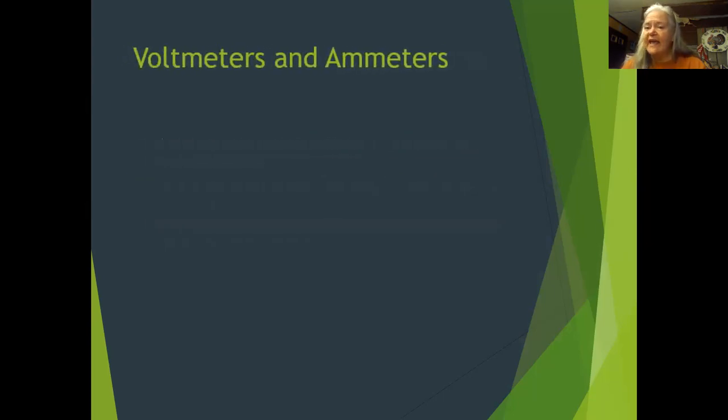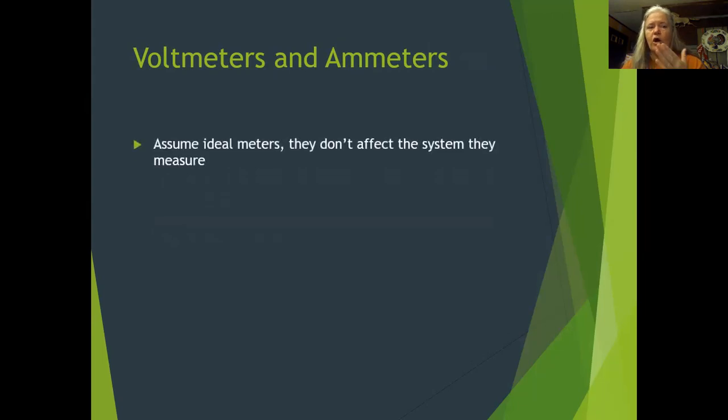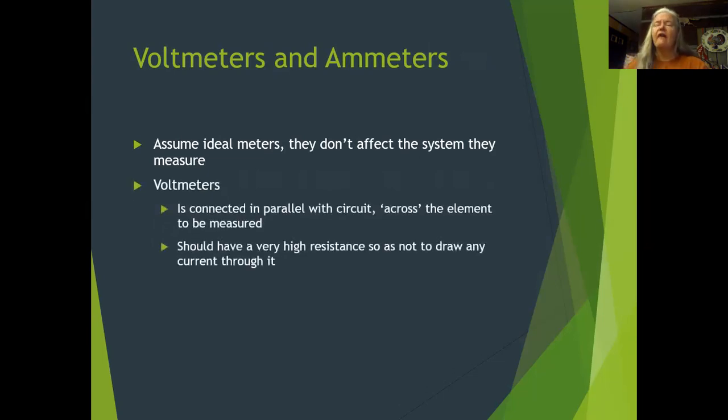We measure these things with meters. Now there's two kinds of meters we're going to talk about, and we're going to hook them up in the circuit in different ways. All right. We're going to consider ideal meters that don't affect our system. And we're going to talk about the ways we hook these up when we look at circuit analysis a little bit more. So I'm just going to mention it here, and then in the next video, I'll show you how we do that. Voltmeters are across something.